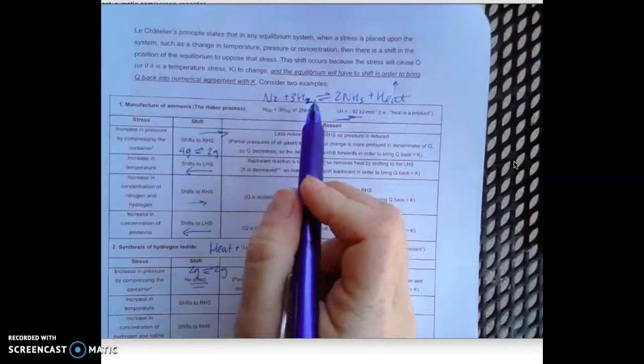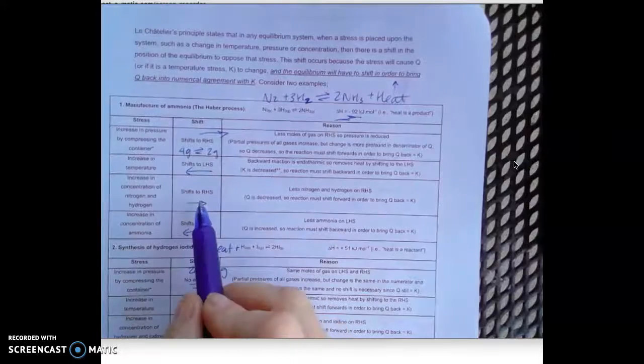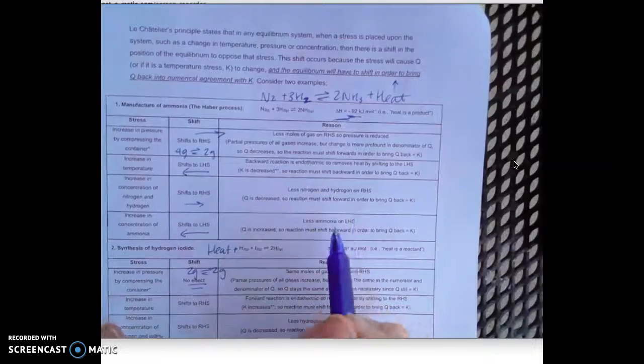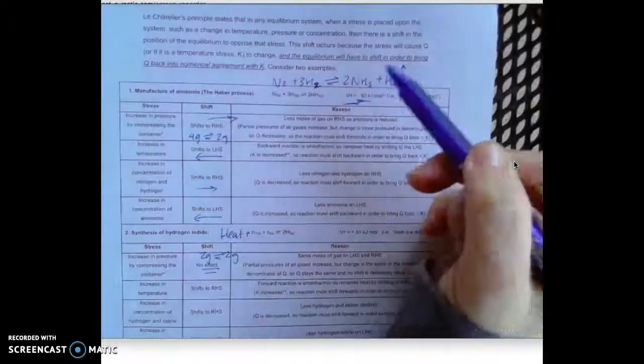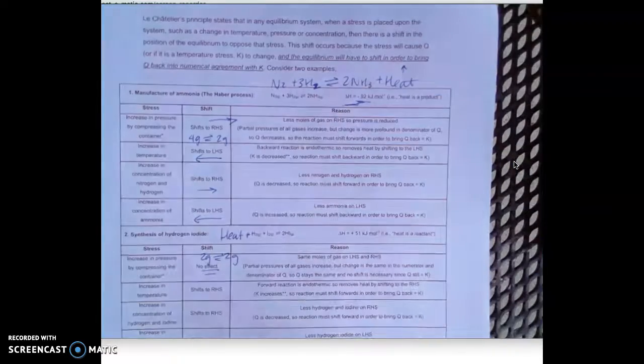Increasing the concentration of nitrogen and hydrogen, those are our 2 reactants. If I increase either one or both of those, the reaction will shift to the right in order to relieve that stress. So Q would have to be decreased. Q would be lower than K, and so to get it back equal to K, shift to the right. Increasing the concentration of ammonia, that's a product, so that's adding a product, that will shift us to the left.